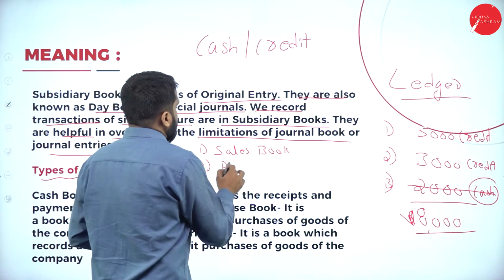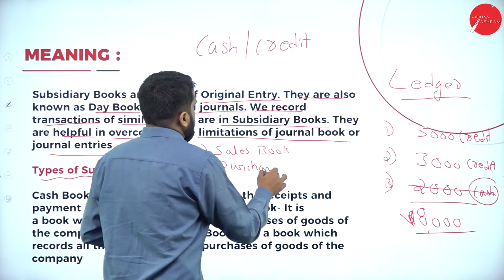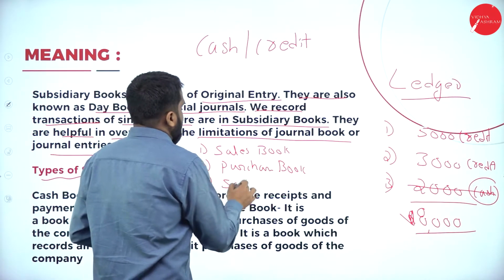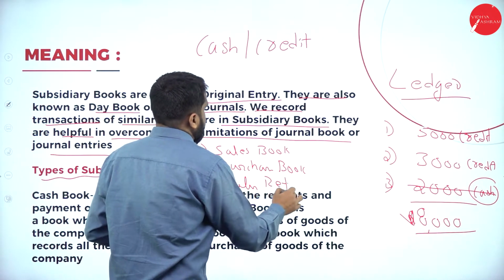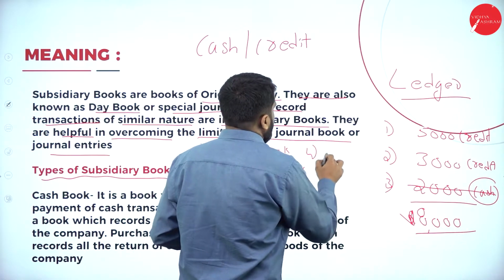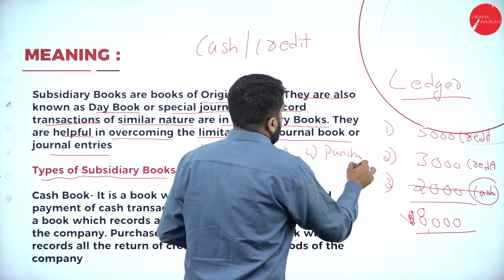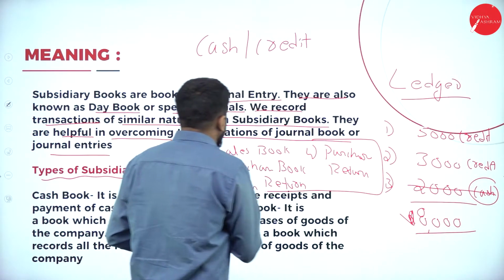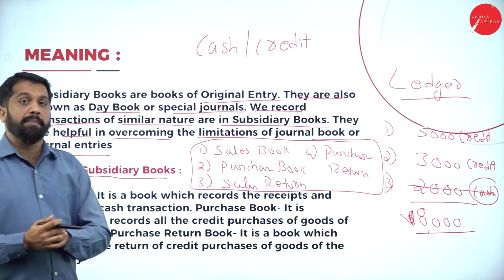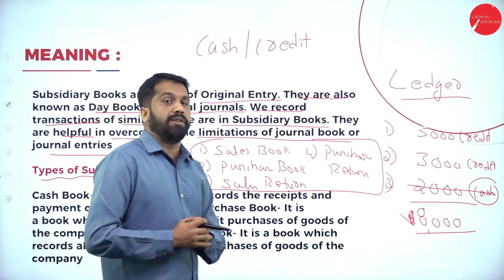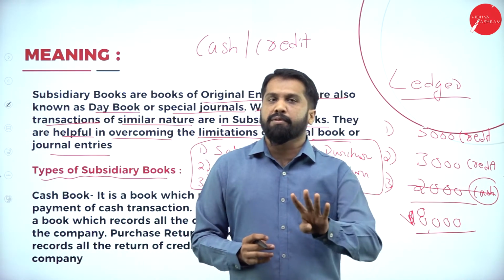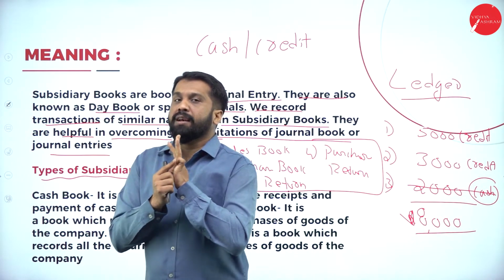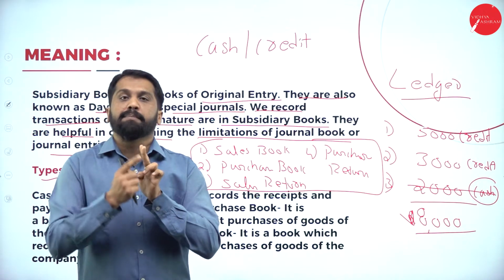Second one, purchase book. Third one, sales return. And the fourth one, purchase return. So how many we have? We have total 4. We have many, but for your syllabus, you are supposed to learn only 4. Which are those? Remember, we are preparing purchase book and sales book and purchase return.